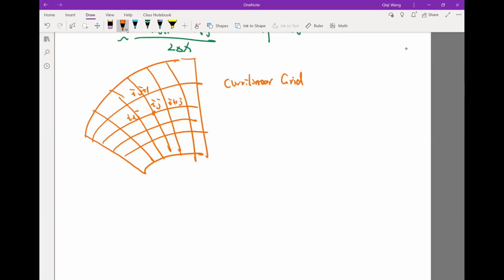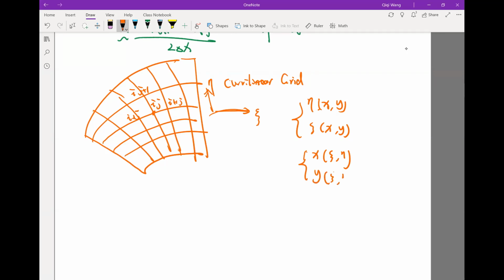Okay, and in this case, finite difference is a bit more complex. It requires you to transform the grid into a Cartesian grid by introducing artificial coordinates. So you have to do a coordinate transformation, right? From xy to, let's say, grid coordinates xi and eta. So you have eta as a function of x and y, xi as a function of x and y. You also need to figure out the inverse transform. What is x as a function of xi and eta? What is y as a function of xi and eta?